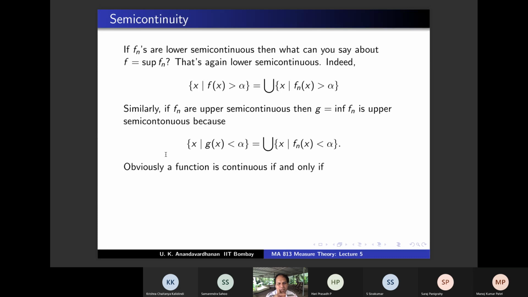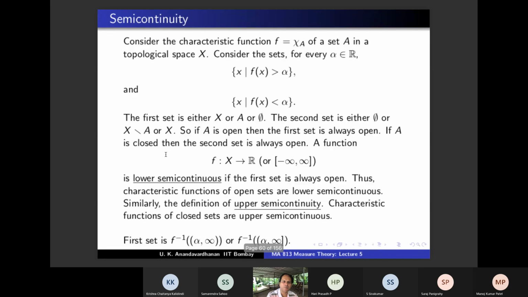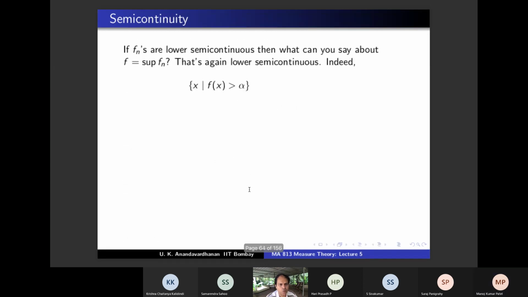So obviously a function is continuous if and only if it's both lower semi-continuous and upper semi-continuous. Is that clear? Because if it's both, then the f inverse of these open sets is open, and the f inverse of minus infinity to alpha is also open. Therefore the f inverse of any open set is open, no? Any open set will be a to b, that is minus infinity to b intersection a to infinity. Agree? Yes. So that's okay.